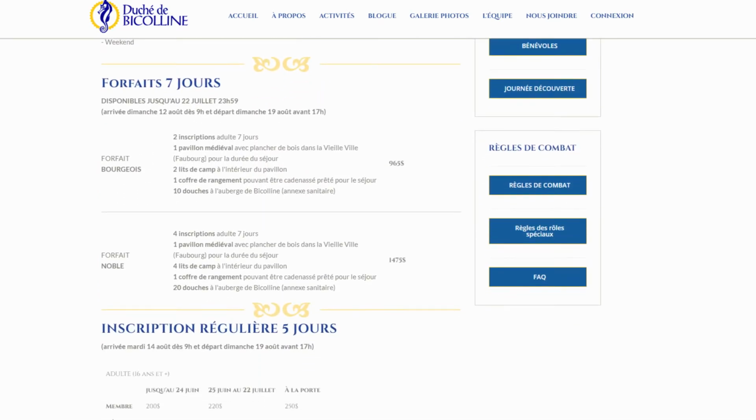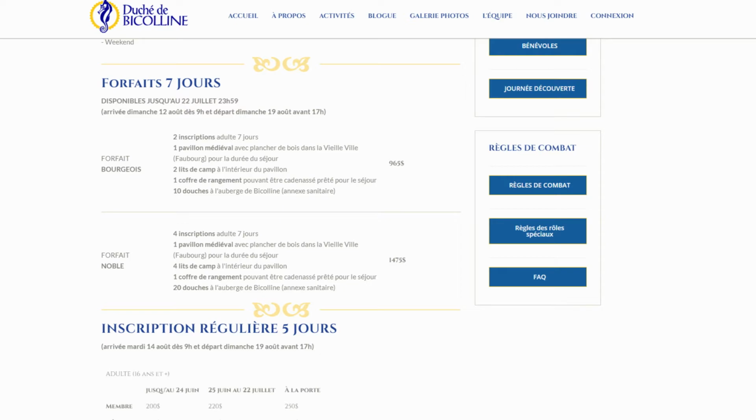But then, ladies and gentlemen, it gets better. We have the flat rate packages. Now, I was running the numbers earlier. Doesn't matter which package you get, you are saving at least about $100. They're a flat rate, however, so if you are a member, you do not save as much money. But for anyone, if you're getting a group of people together, you've got a 2-person package and a 4-person package. Both packages include your tickets for the full week. 2 tickets for adult 7 days.